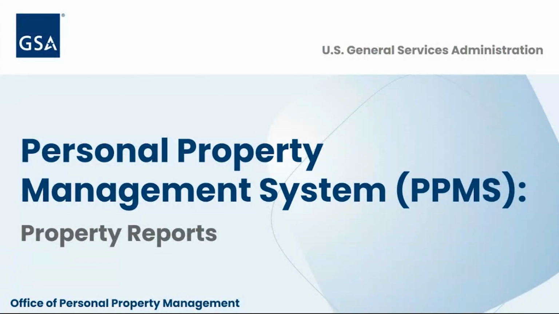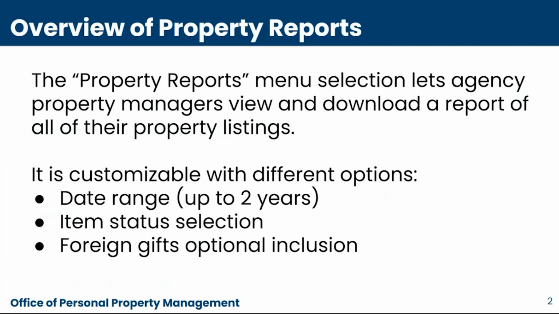Today, we are going to learn how to use the Personal Property Management System's new reporting tool called Property Reports. The Property Reports menu selection lets agency property managers view and download a report of all of their property listings. It is customizable with different options: date range selection up to 2 years, item status selection, and foreign gifts optional inclusion.